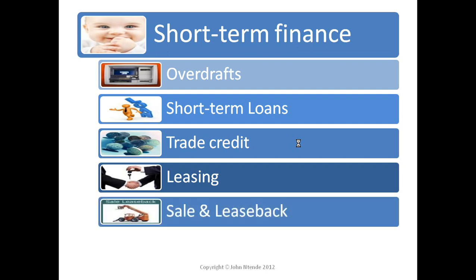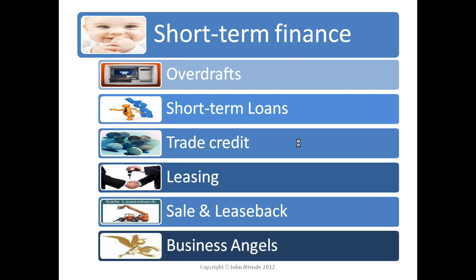Then we have sale and leaseback. So this involves selling property, plant and equipment, and renting it back from the purchaser. Now, a lot of cash can be raised from this transaction. The only problem is that the company loses title to its assets, which further impacts its future borrowing capacity, as there are fewer assets to use as collateral.